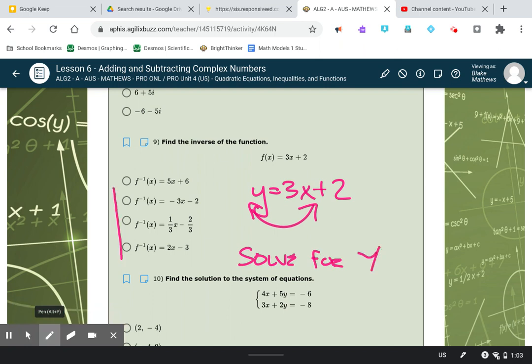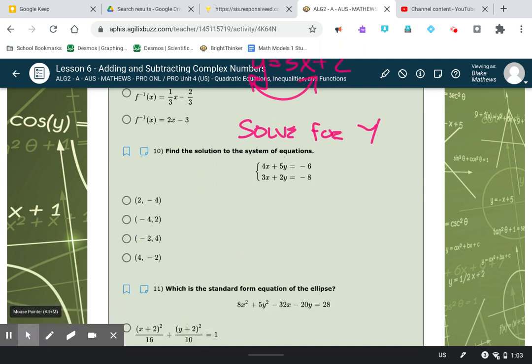And then to find the solution of a linear system, you just graph these and find the intersection point. You should remember that. The intersection point is the solution.